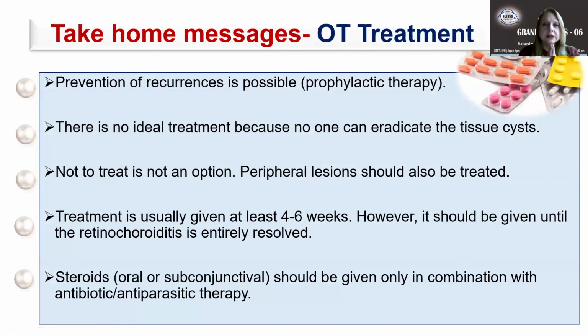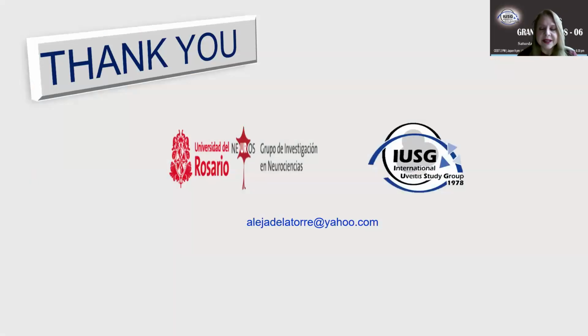So, in conclusion, for treatment of ocular toxoplasmosis, prevention of recurrences is possible. There is no ideal treatment because no one can eradicate tissue cysts. But not to treat is not an option. Peripheral lesions should also be treated. Treatment is usually given for at least 4 to 6 weeks. However, it should be given until the retinochoroiditis is entirely resolved. Steroids should be given only in combination with antibiotic or antiparasitic therapy. Thank you very much.